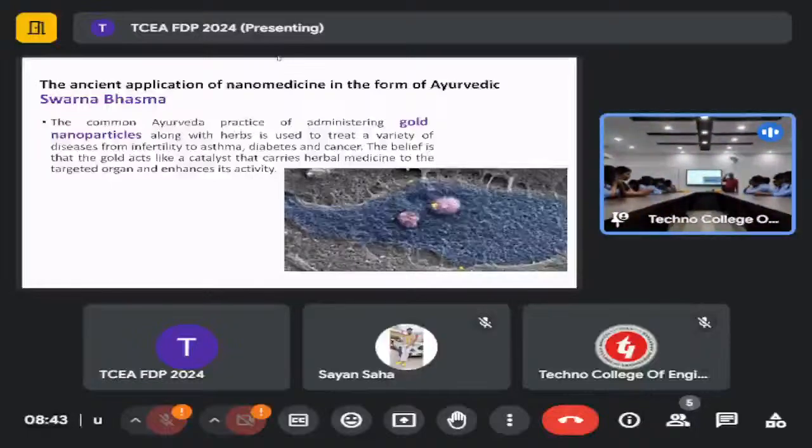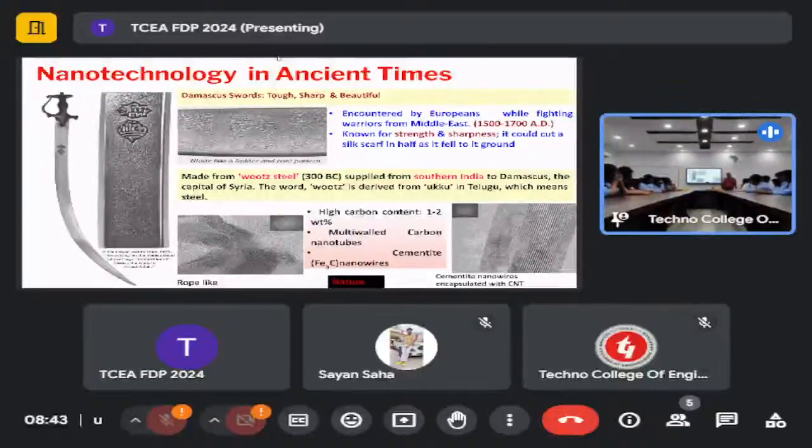That's why in Ayurveda people use gold nanoparticles, or Swarnabhasma, for faster reaction or to carry the medicine to that particular site. So in that regard, I want to say that our ancient people used to know about nanotechnology. This is a Damascus sword used by Syrian soldiers, and the material was actually supplied from India, the Kerala part. And the material is actually carbon nanotubes or graphene sheet.